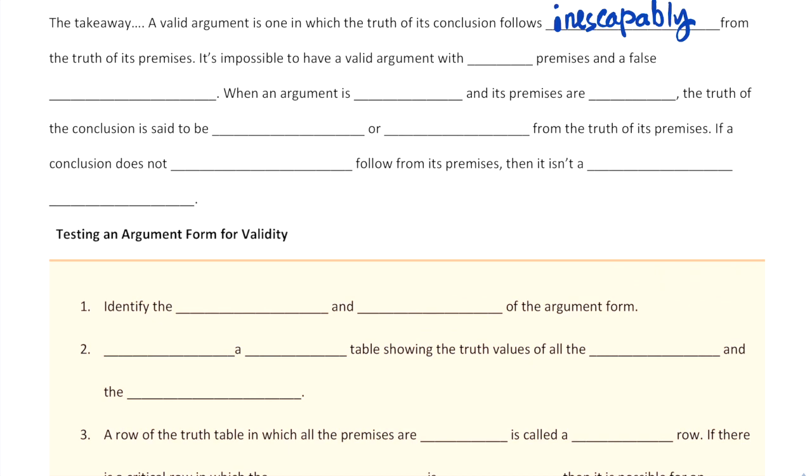From the truth of its premises. It's impossible to have a valid argument with true premises and a false conclusion. That's a lot of the reasoning we were just using.